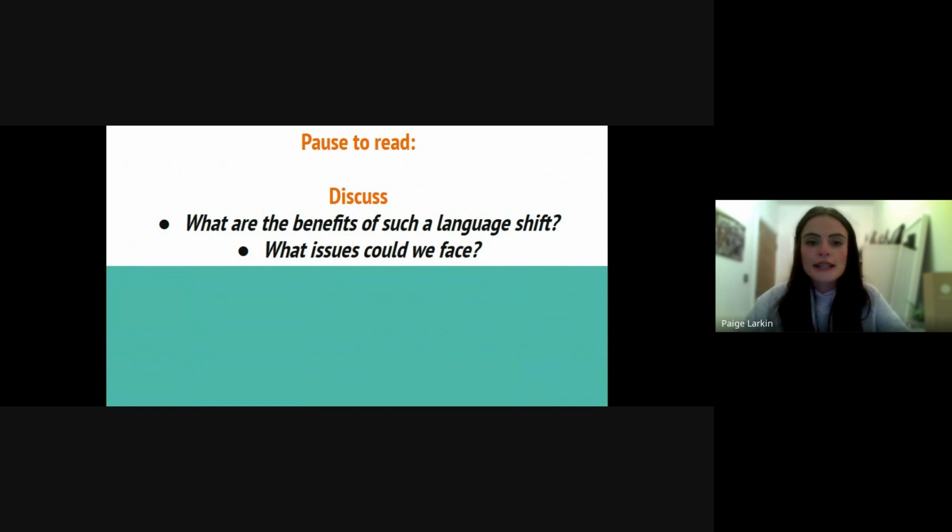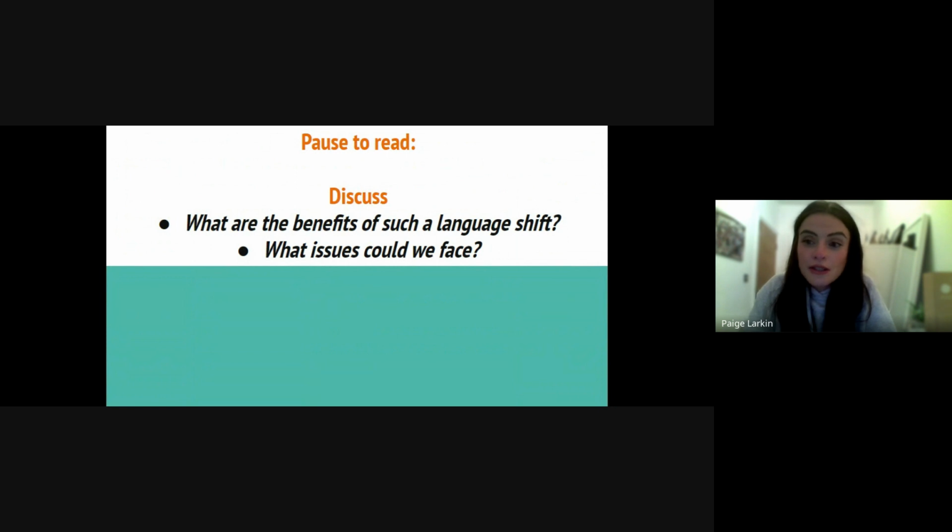The first question is this: what are the benefits of such a language shift? From what you can read, what do you think as a teacher, as a member of support staff, whatever role you take in the school, the benefits are of such a language shift? What do you think we're going to gain from this? How do you think it aligns with our ethos? Talk me through the benefits.